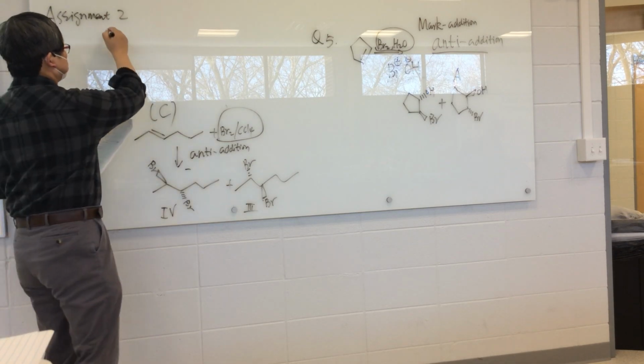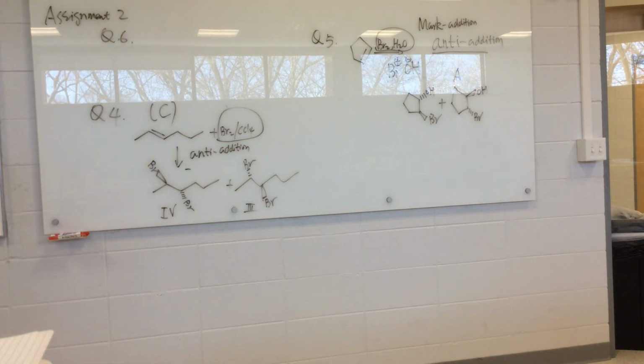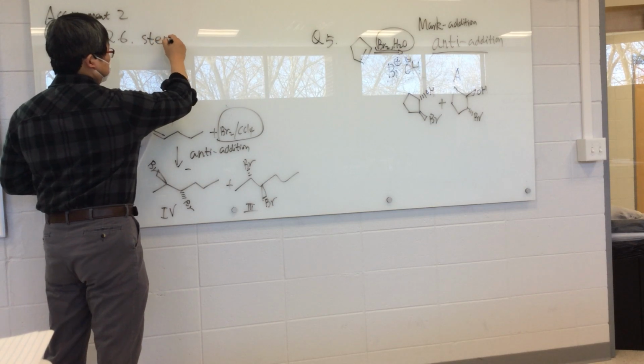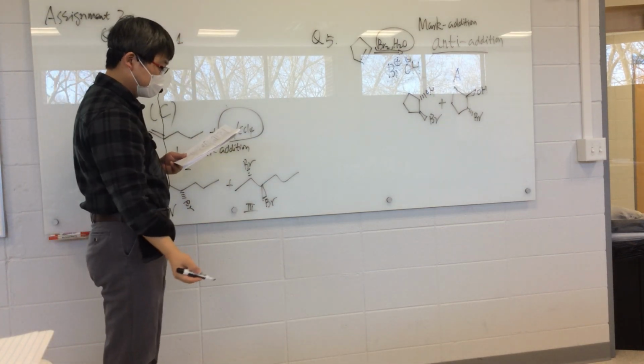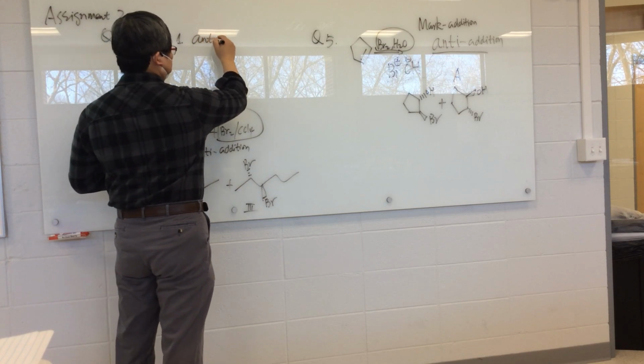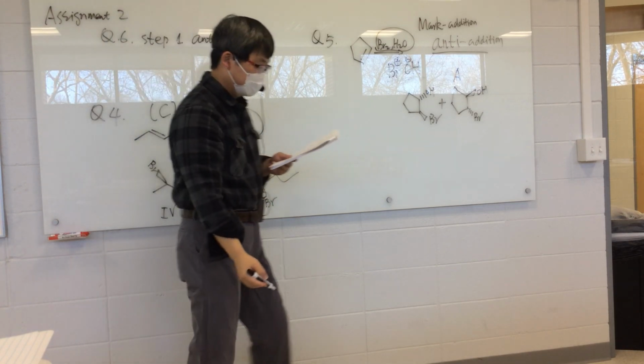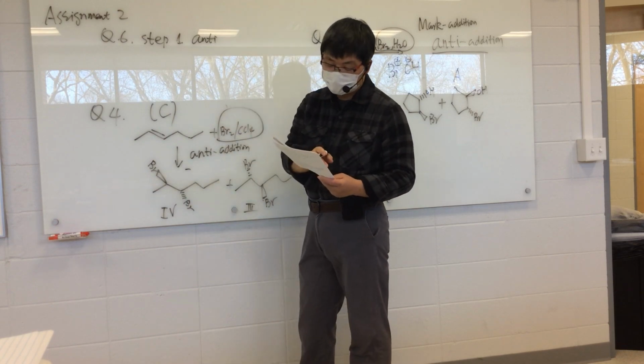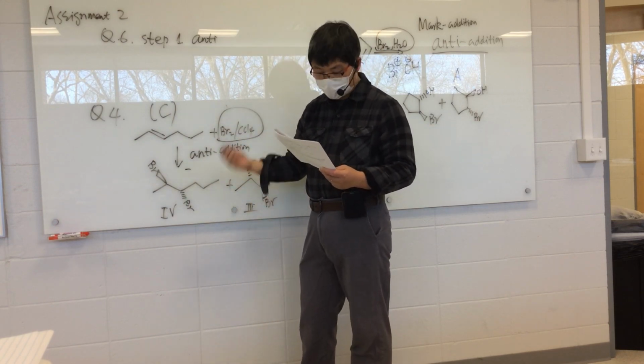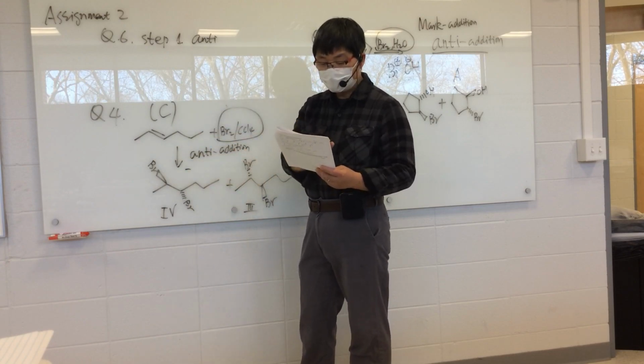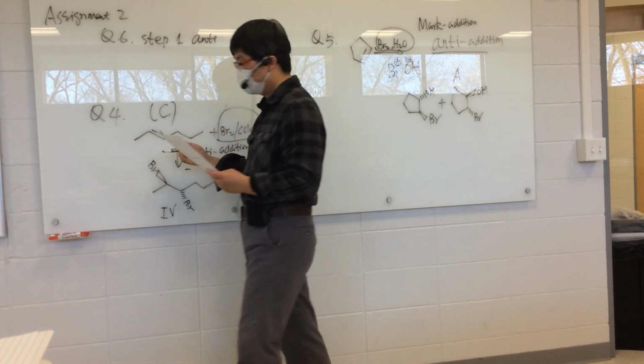So, question 6. Question 6, right? The first step. Step 1, we check: is it anti-addition? Anti-addition. And then we start with an alkyne. The product will be an alkene because it's anti-addition. Then the two groups should be trans.